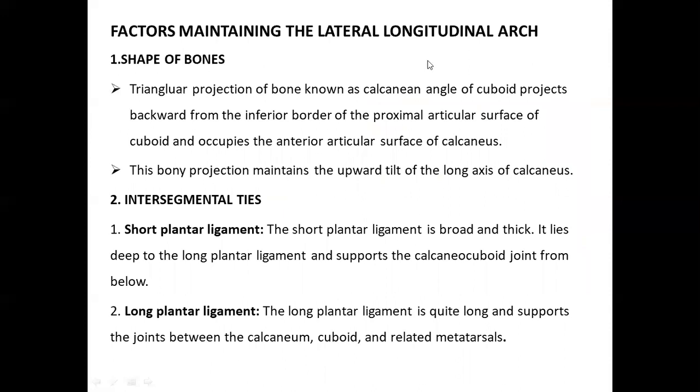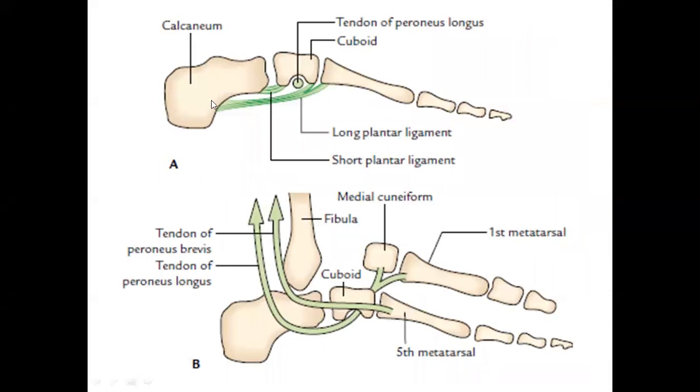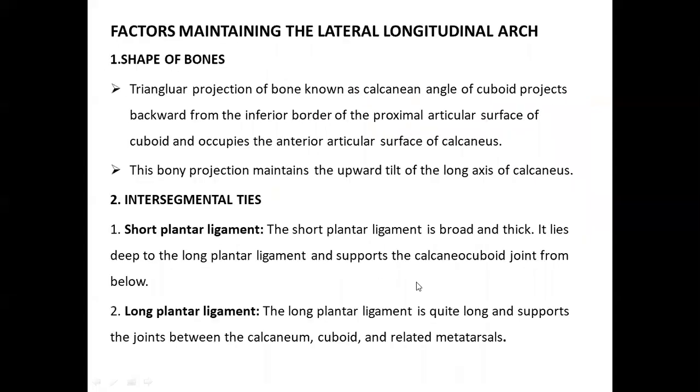Now, what are the factors that maintain the lateral longitudinal arch? Lateral longitudinal arch, as you remember, was formed by calcaneum in the posterior pillar, and the anterior pillar by the heads of the lateral two metatarsal bones. So, what are the factors that maintain the lateral longitudinal arch? सबसे पहले shape of the bones.